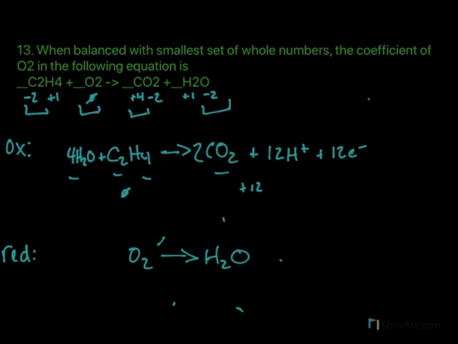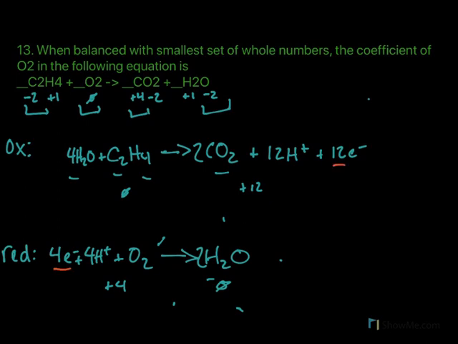So we can add a 2 here to balance out that oxygen. And then we've got 4 hydrogens here, so we'll add 4 hydrogens here. Now we've got a 0 charge on this side, +4 here, so we'll add 4 electrons.